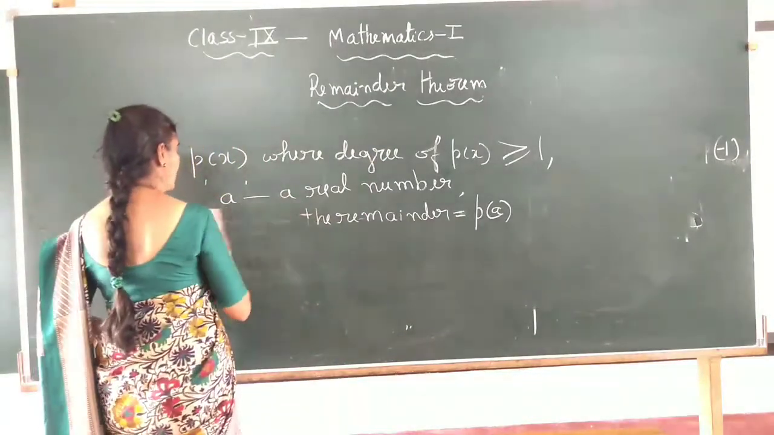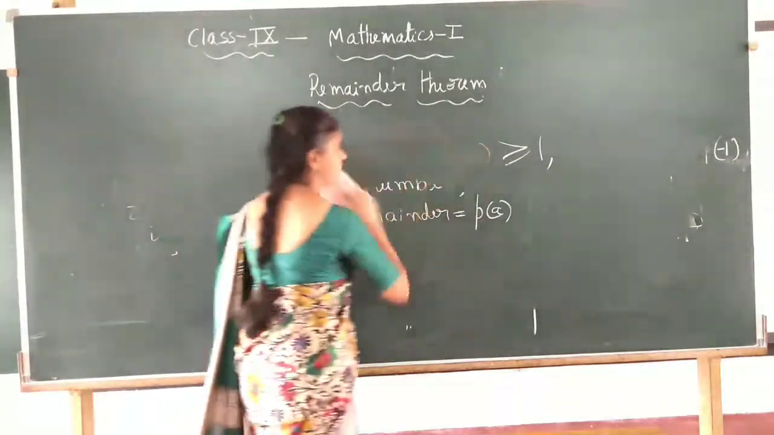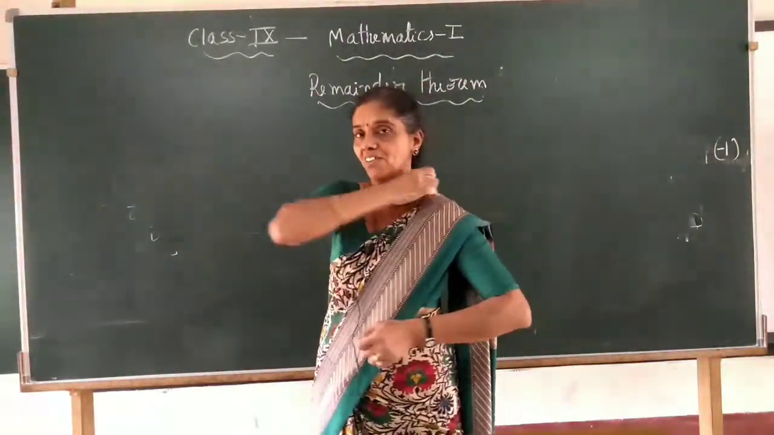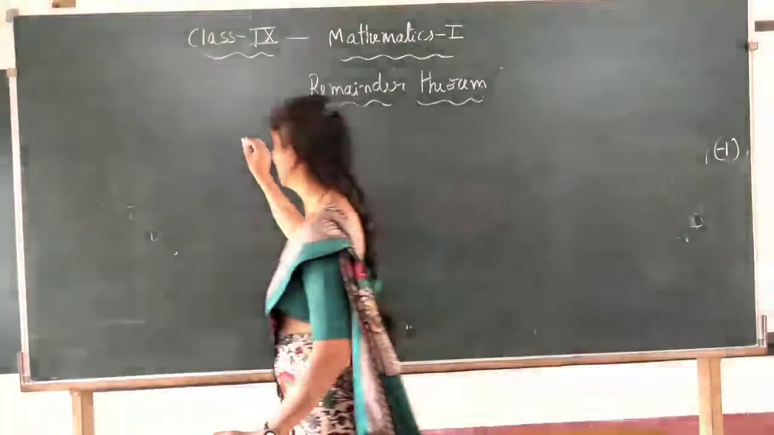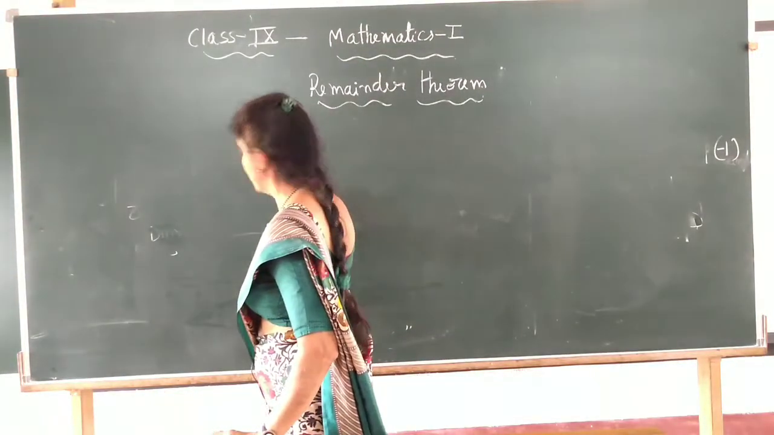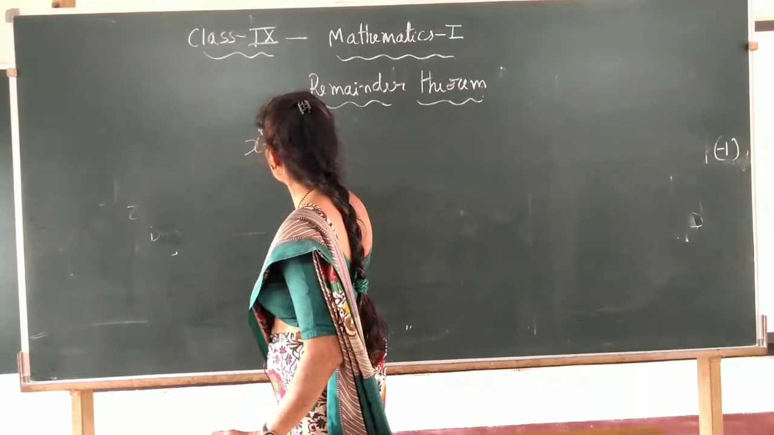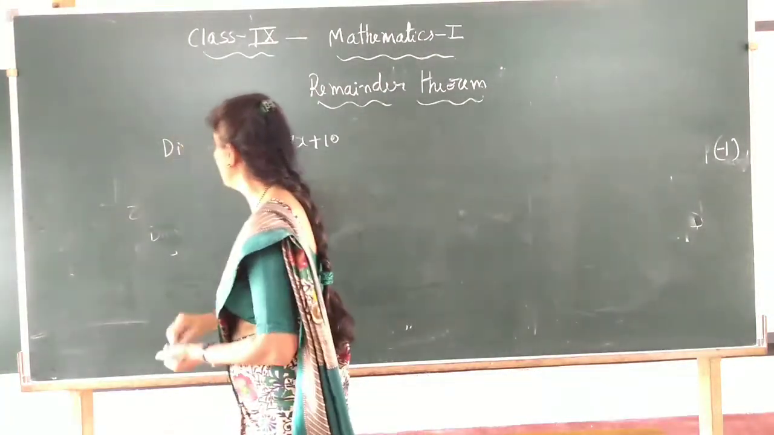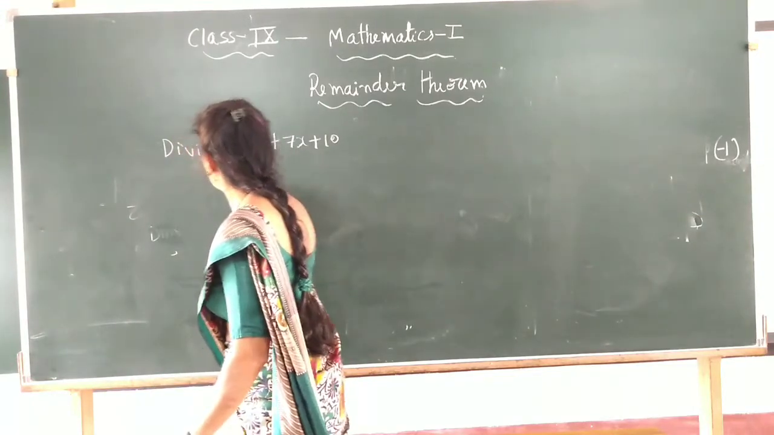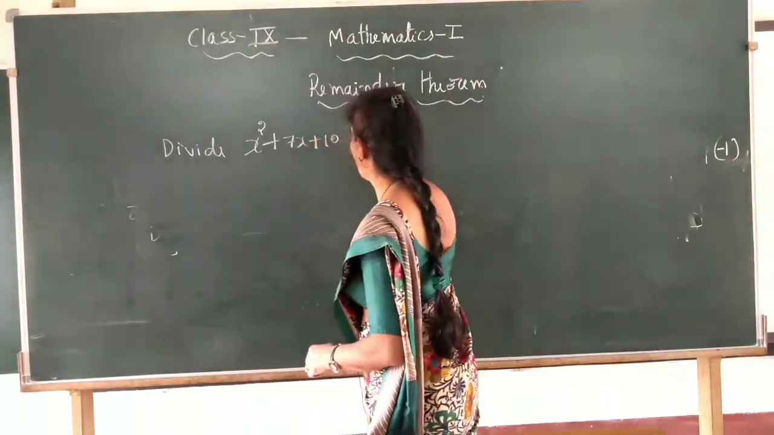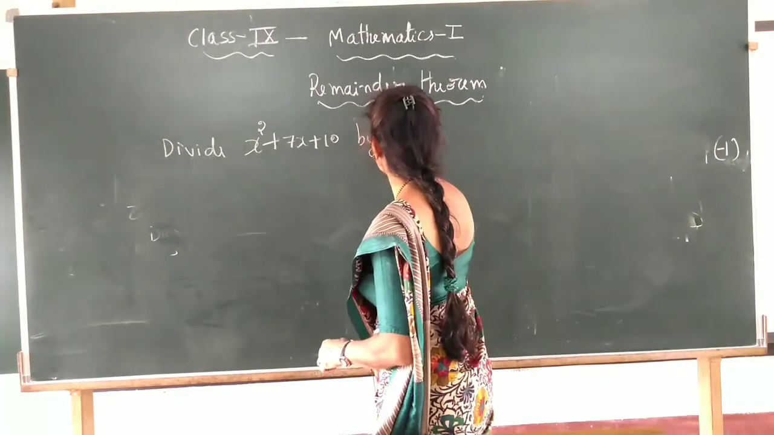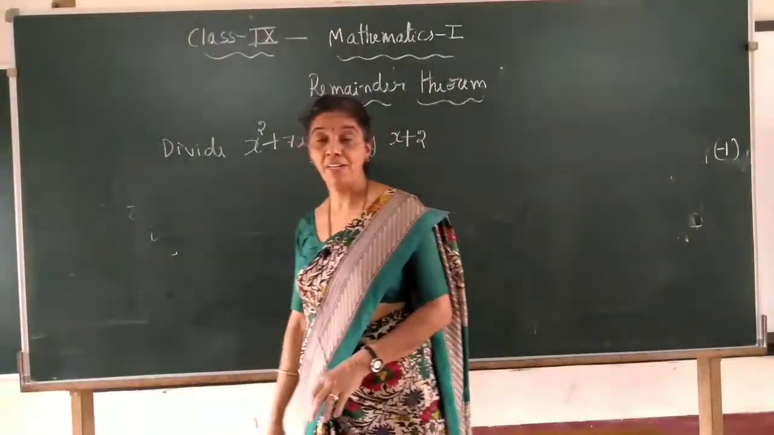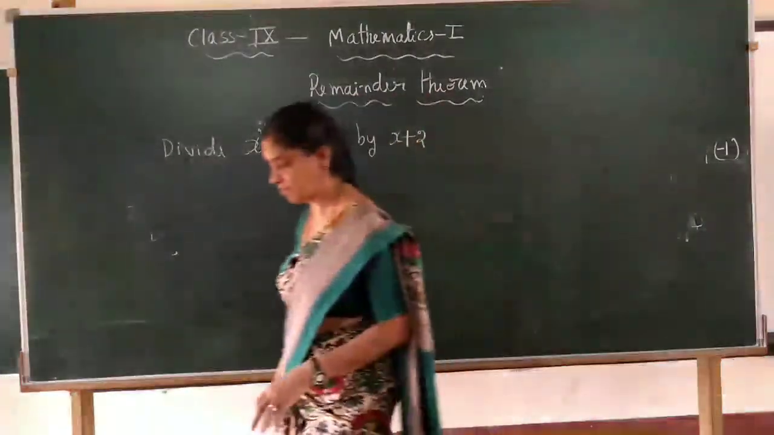I will take one more example, you will understand. I'll show the division, I'll show the remainder and what it is. I will take x square plus 7x plus 10. I will divide x square plus 7x plus 10 by x plus 2.